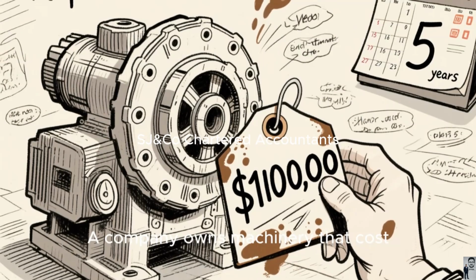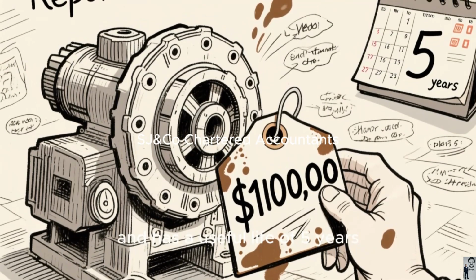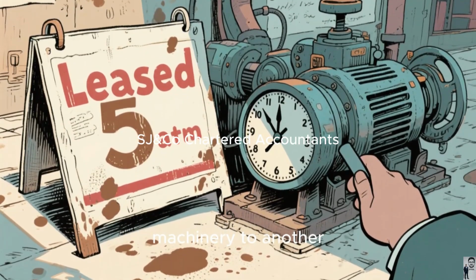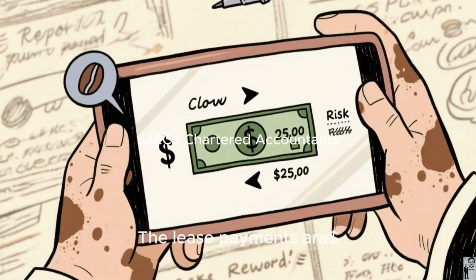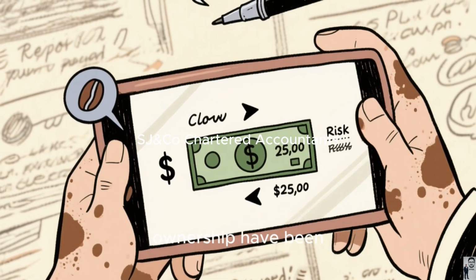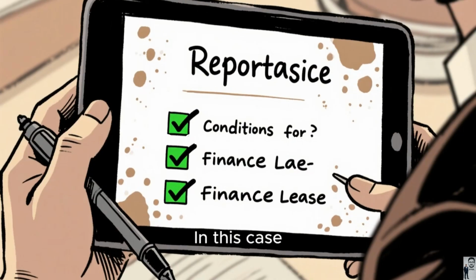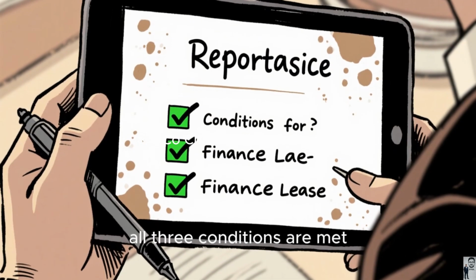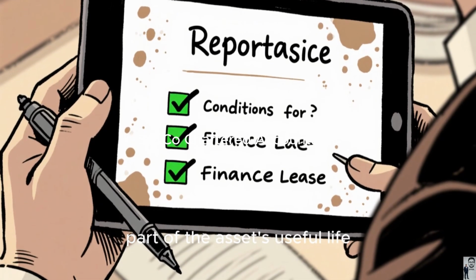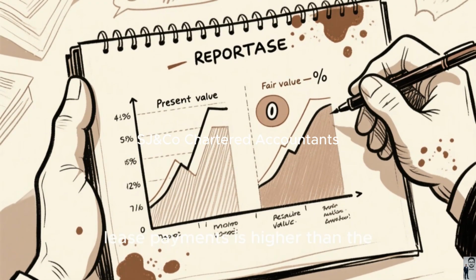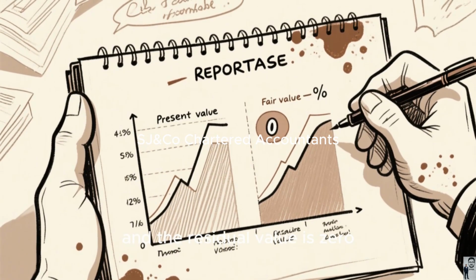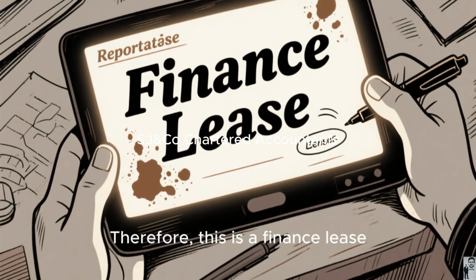A company owns machinery that costs $100,000 and has a useful life of 5 years. The company leases out this machinery to another entity for 5 years. The lease payments are $25,000 per year, and the risk and rewards of ownership have been substantially transferred. In this case, all 3 conditions are met. The lease term is for the major part of the asset's useful life. The present value of the lease payments is higher than the fair value of the asset, and the residual value is 0. Therefore, this is a finance lease.